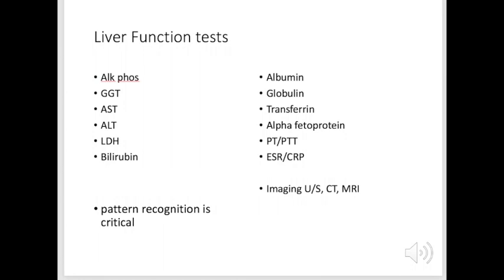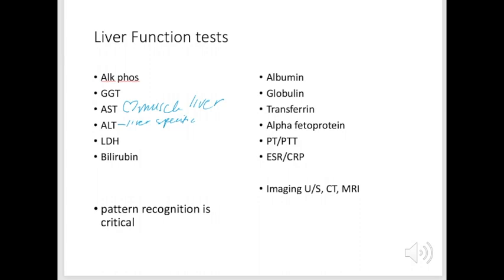Aspartate aminotransferase was previously known as serum glutamate oxaloacetate transaminase, SGOT, and that increases with hepatocellular injury and injury to other tissues, heart and muscle. In addition, ALT is alanine aminotransferase, and that was previously serum glutamate pyruvate transaminase. That also increases with hepatocellular injury and necrosis. It is liver specific.